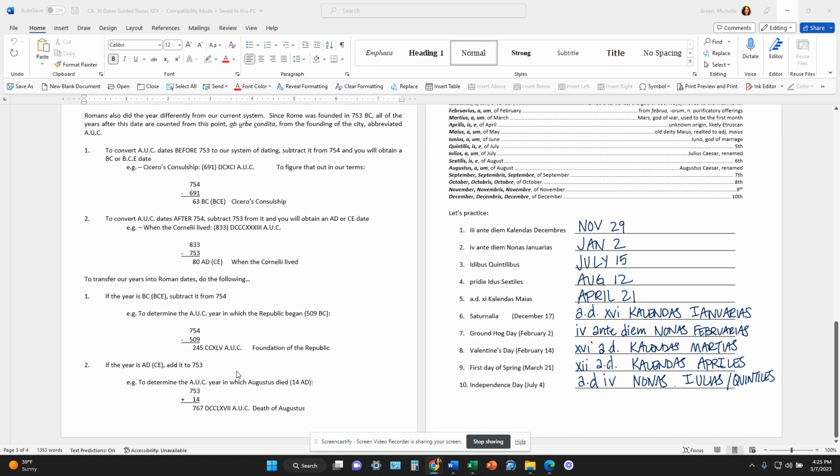If the number is an AD date, you're going to add 753 years to it, because you have to count for all the years that were negative and then add together all the years that were positive. You do not have to subtract one after that. That's only up here in terms of if you were doing an AUC date that was BC. So for example, the death of Augustus, which was 14 AD, would be 767, DCCLXVII AUC.